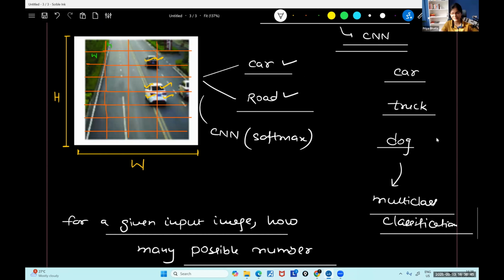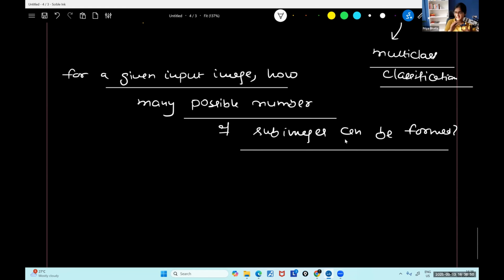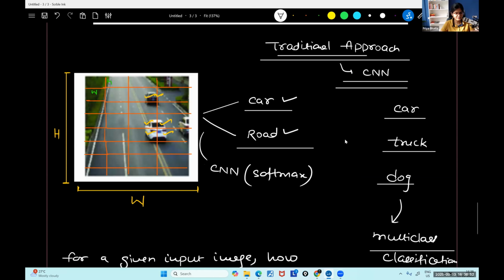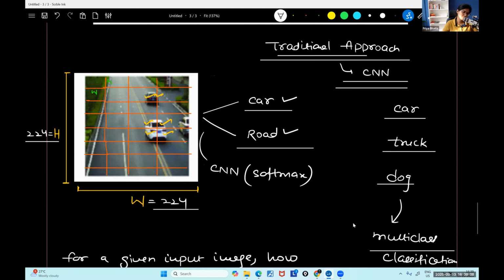Any guesses? For example, I will give you one simple question. Let's try to relate with that. I have an input image, and here the capital W is, let's say, 224, and capital H is also 224. Now, if we are trying to create this small w and small h for each and every corresponding smaller image, how many number of possibilities are there to create the images over here?